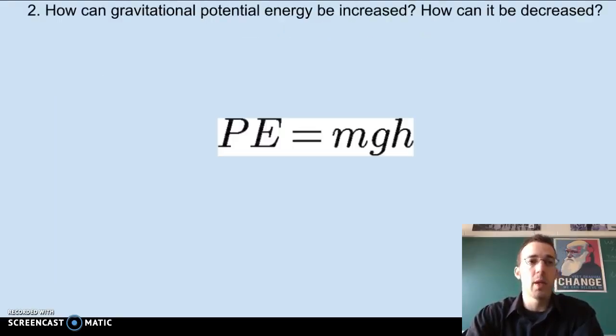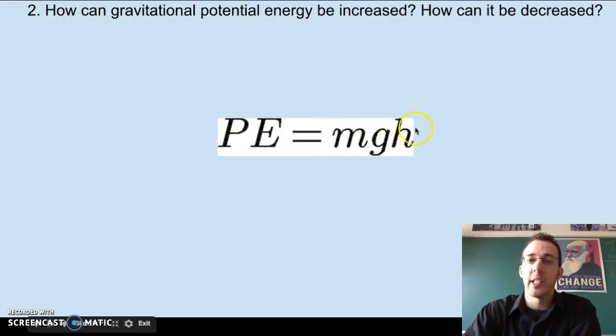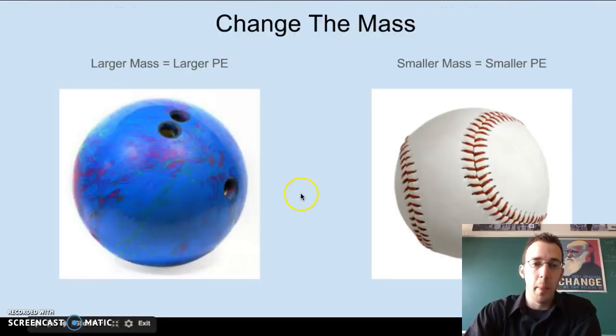So now we can move to number 2. How can gravitational potential energy be increased and how can it be decreased? Again, we're going to take a look at our equation. Potential energy is made up of m, g, and h. M is the mass, g is 9.8 here on Earth, so that's not going to change, and then we have the height. So again, we have our 2 variables that we can mess with to change the potential energy.